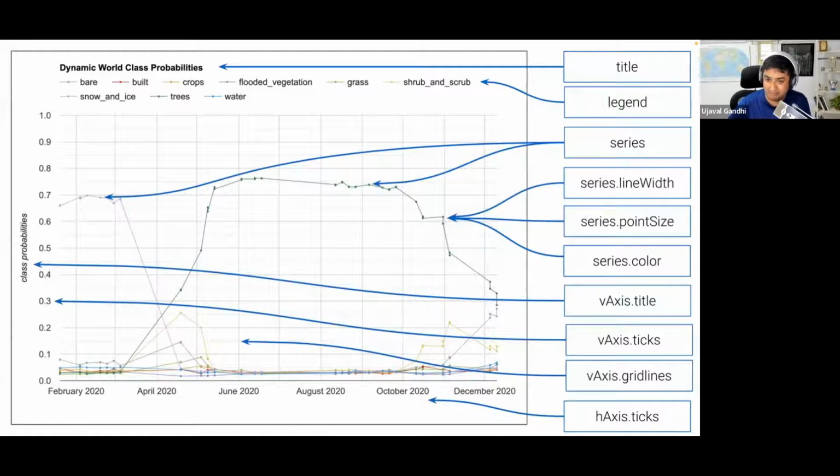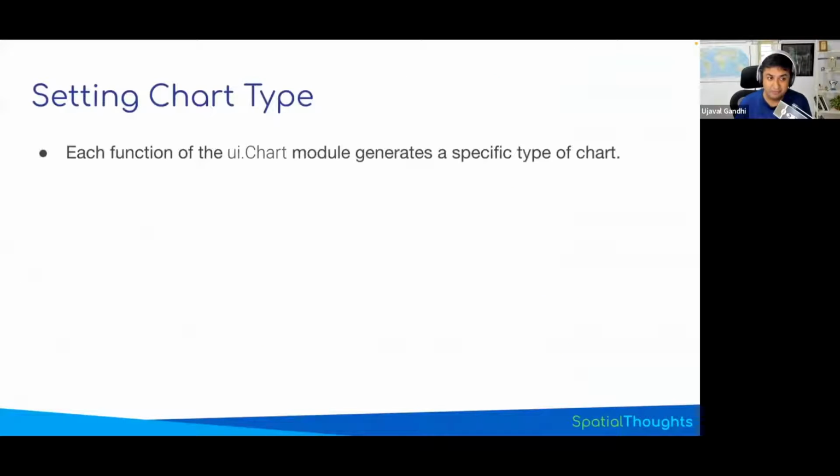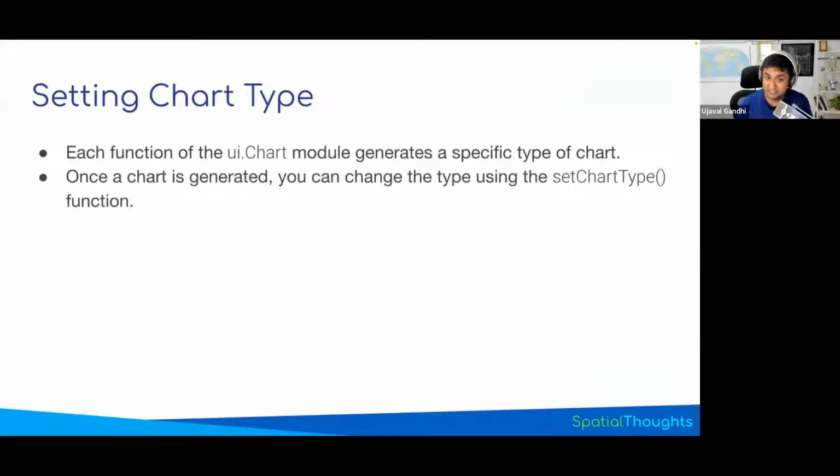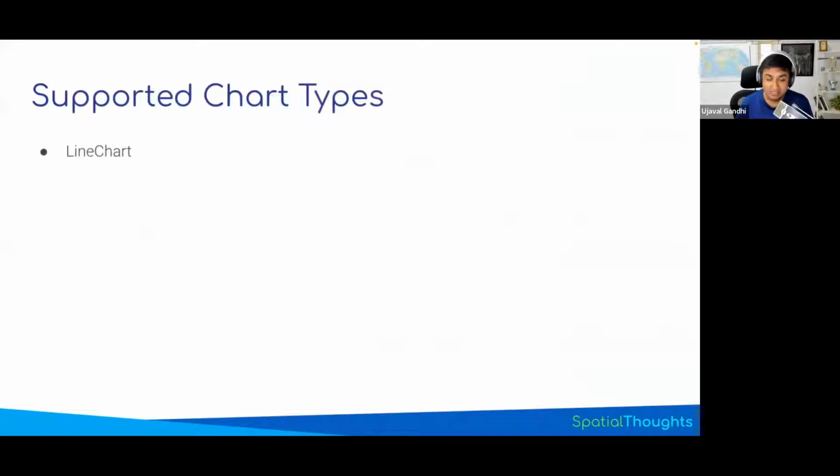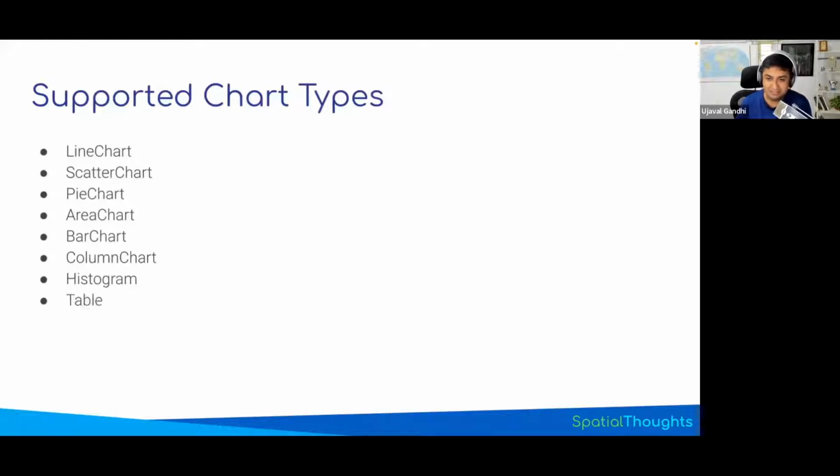You get a line, but you can change the chart type to be any supported chart. So there's a function called set chart type, which you can use to set the chart to be a different type. You have line chart, which is a time series chart. You can also change it to be a scatter chart, pie chart, area chart, bar chart, column chart, histogram, table, and so on, right? So these are different charts.